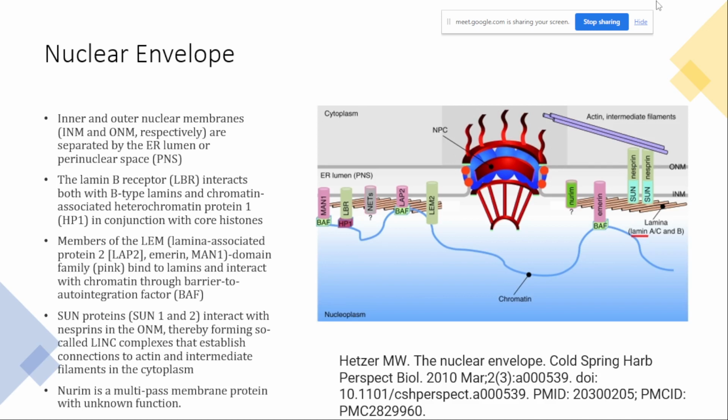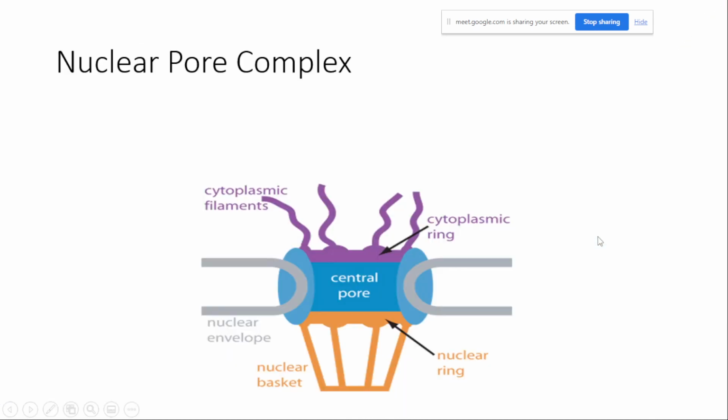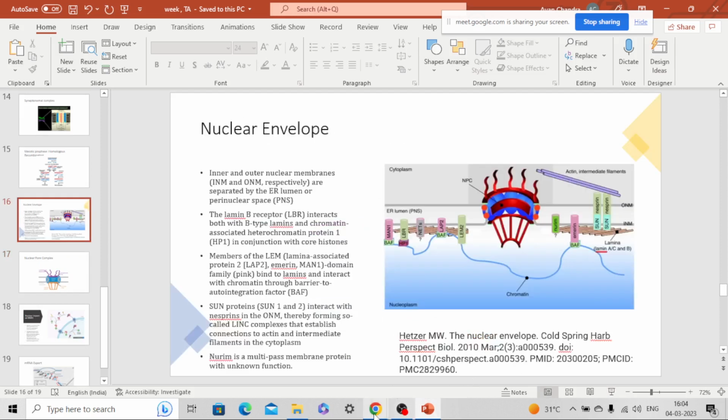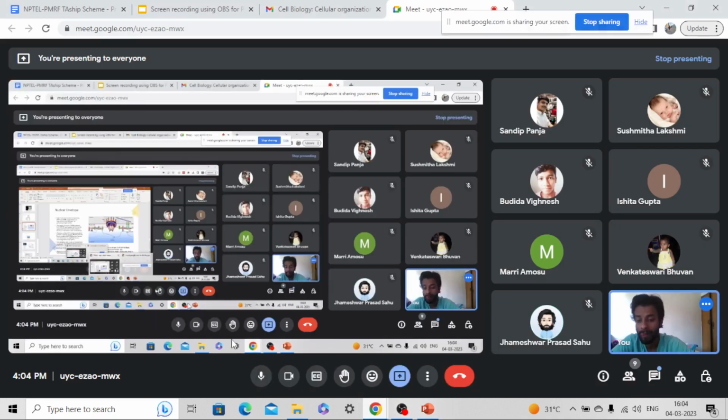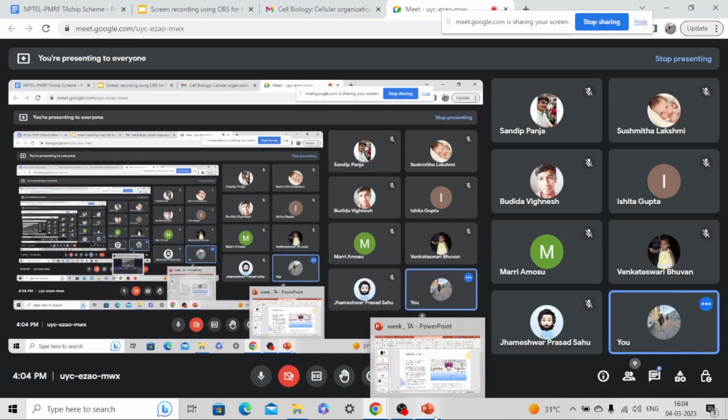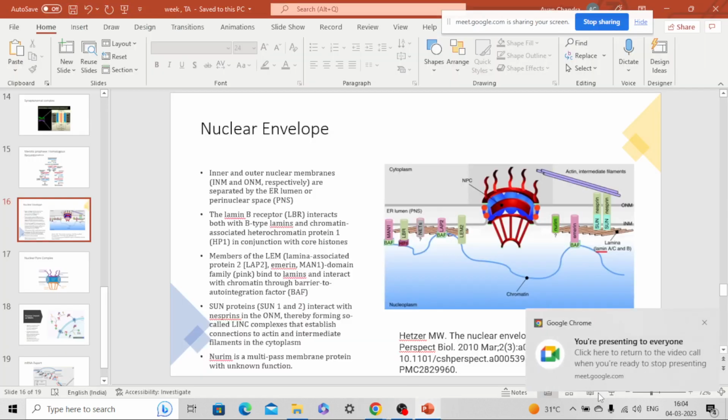Now, this is the overall nuclear envelope structure. So, does anyone have any doubt here? If I missed anything, is it completely clear now? No, sir, it's clear. Okay.